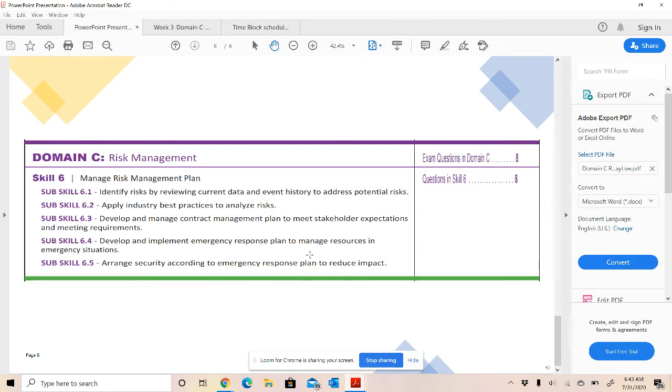And then develop and implement emergency response plan to manage resources in emergency situations. So that's knowing all of the elements of a risk management plan. We didn't really get into that, but make sure you know all of the elements of the plan. And then the threats versus capabilities assessments also fall in with that. And then lastly, arranging security according to emergency response plan to reduce impact.